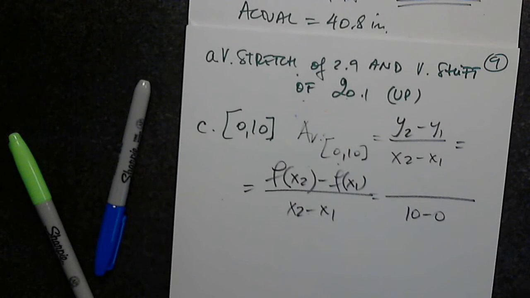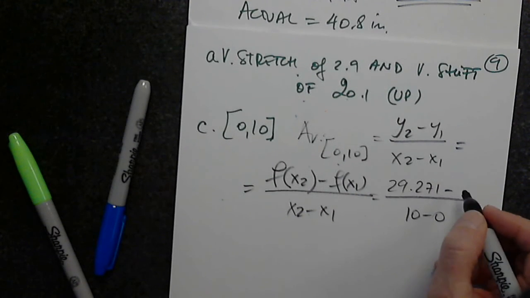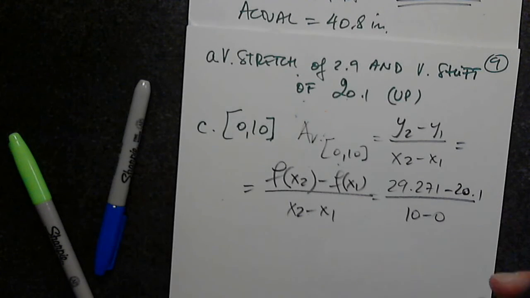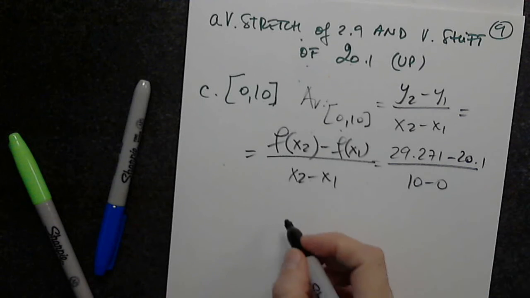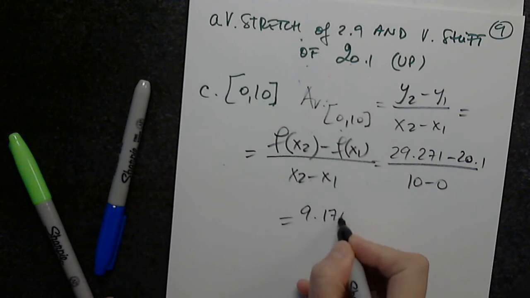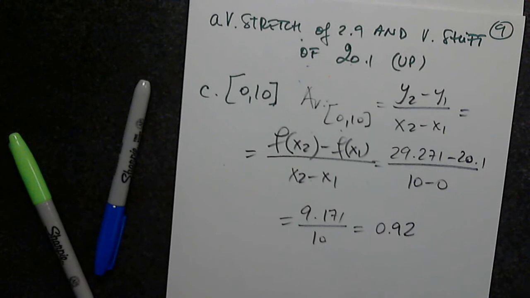So we get 29.271 minus 20.1. So the numerator is, I think, 9.171 divided by 10, which is 0.92.